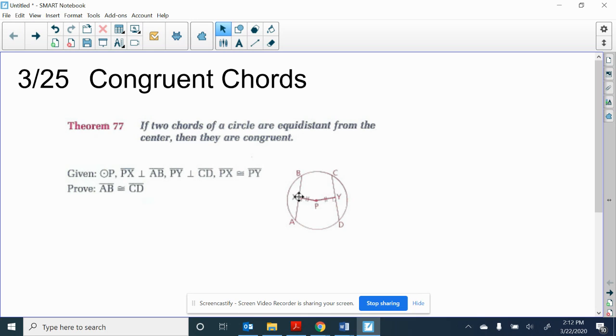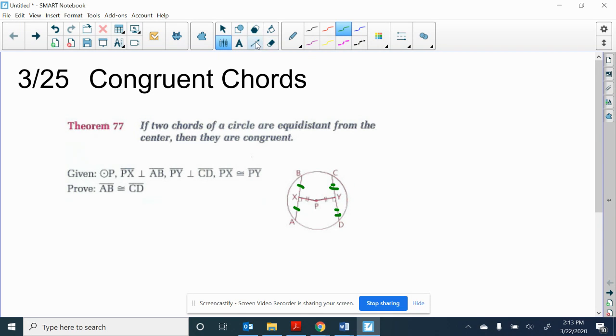All right. So how would we show that AB and CD are in fact congruent to each other? Well, if you recall, one of the theorems that we saw in the previous section, if I go from the center to a chord and I make a right angle, I end up splitting the chord into two equal parts. I bisect that chord. So I could say that AX and BX are congruent to each other. And then over here, I could say that CY and DY are congruent to each other because PY is also a bisector.